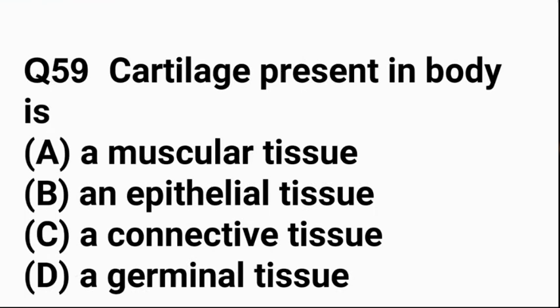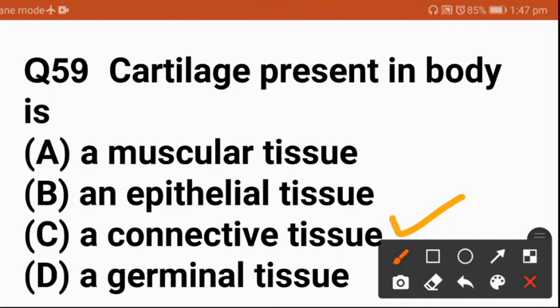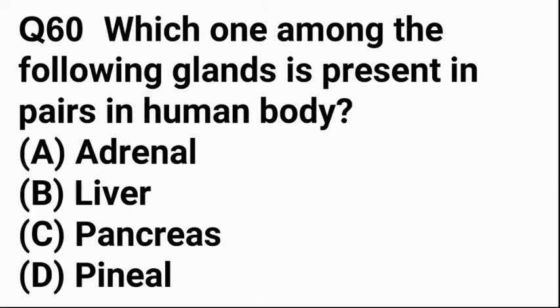Cartilage present in body is C a connective tissue. Which one among the following glands is present in pairs in human body? A Adrenal.